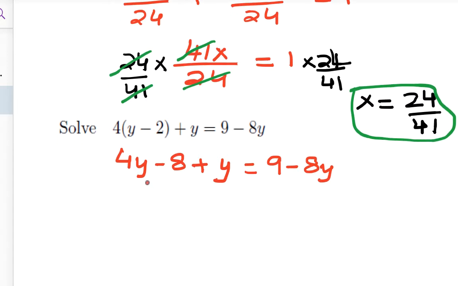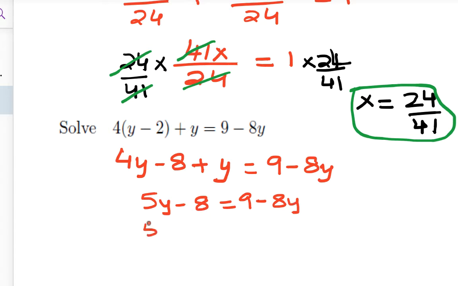Okay, now look at this one. So first we'll gather the like terms. 4y plus y, we get 5y minus 8 equals 9 minus 8y. Now gather all the y's on one side, the constants on the other.